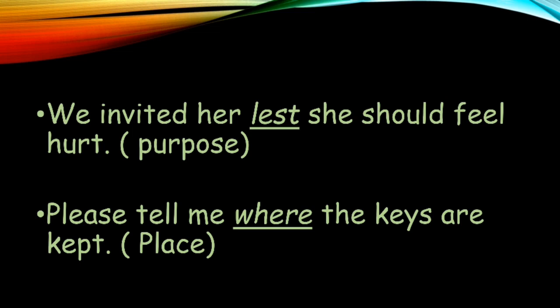Okay, in the same way, we invited her lest she should feel hurt. So here purpose is being described. We invited her. क्यों invite किया उन्होंने? Lest. Otherwise क्या होता? She should have felt bad. Okay, so here lest is denoting purpose, and lest is used as a subordinator because it is introducing the subordinate clause. She should feel hurt. We invited her is the main clause. Please tell me where the keys are kept. So where is indicating place here. Okay, so there are a number of transitions: place, purpose, time, etc.